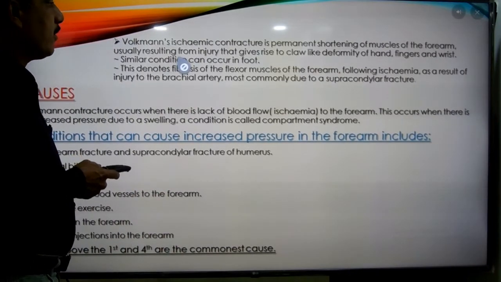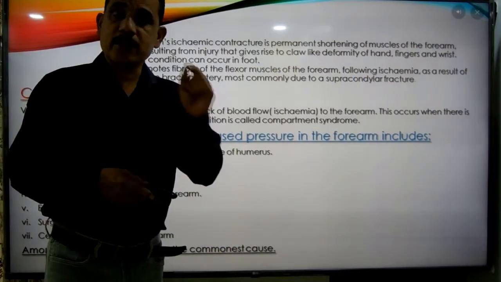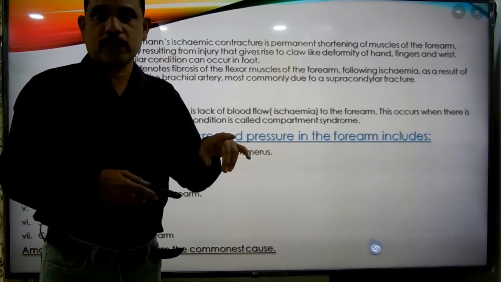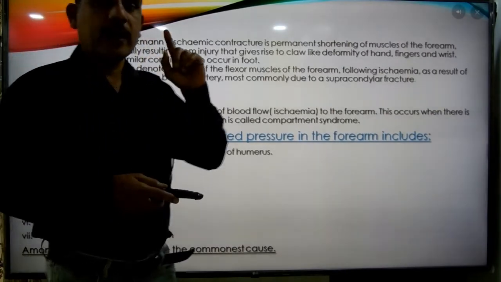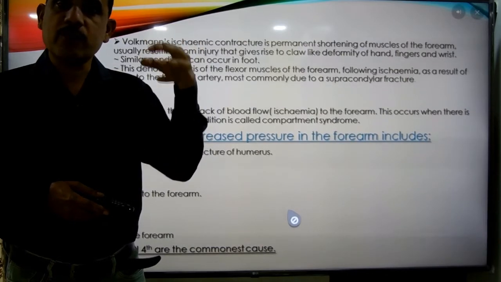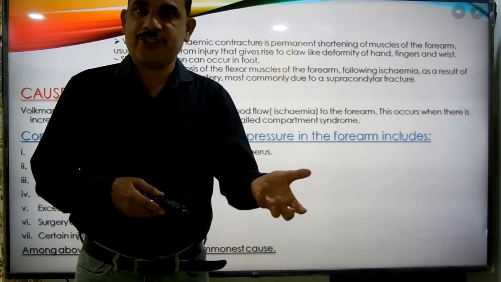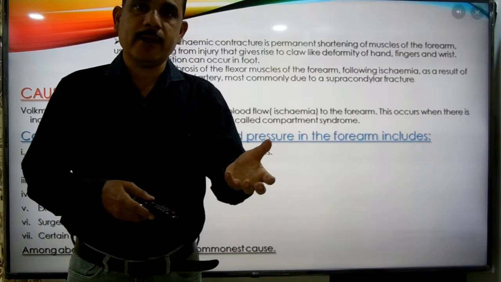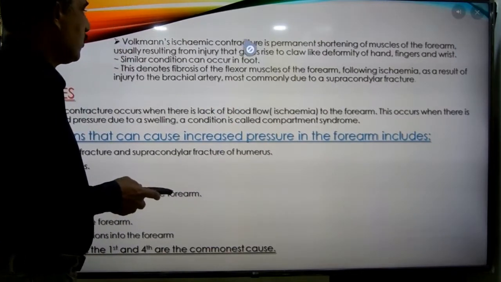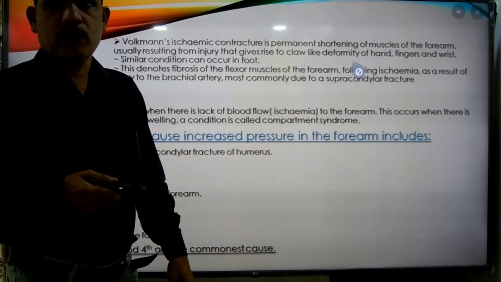The Volkmann's ischemic contraction is the permanent shortening of the muscles, especially of the forearm, and it usually results from the injury to the vessels, which gives rise to the claw-like deformity. Claw-like deformity is of the fingers, hands, and the wrist. It most commonly occurs in the forearm, but a similar condition can occur in the foot also, when there is injury to the leg, isn't it? So we understood what is meant by the Volkmann's ischemic contraction.